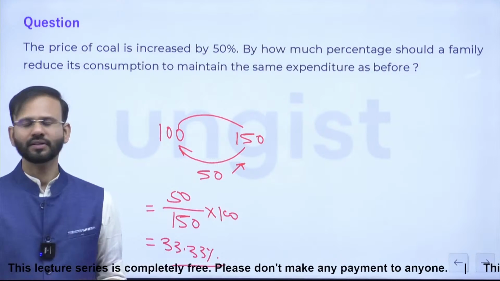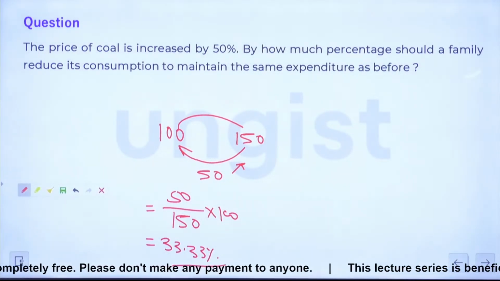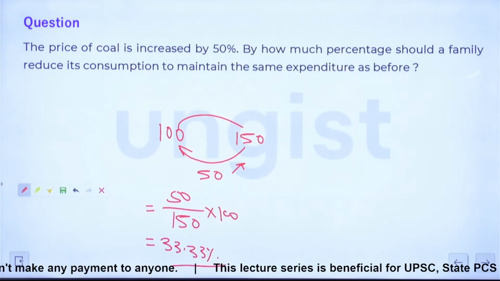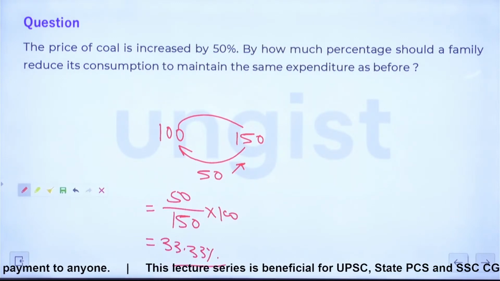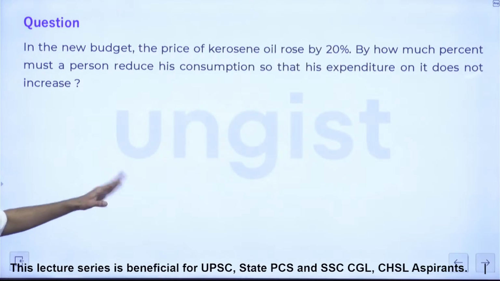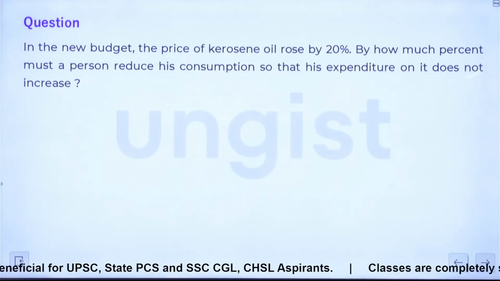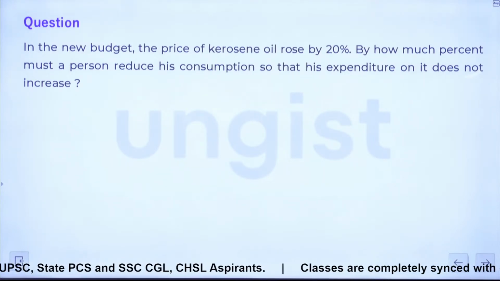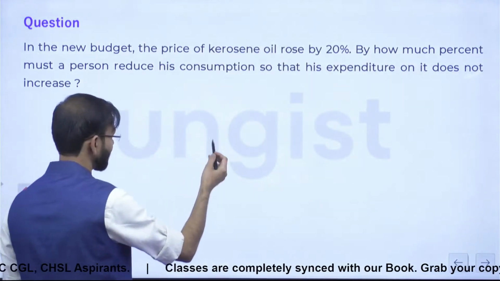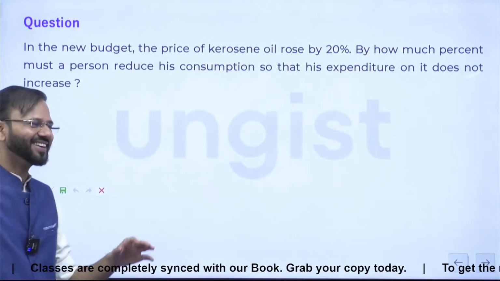All right. Now, shall we move everybody? Okay. देखिए, guys, the next question. 1/6 is what? 16 2/3. Right? All of you. In the new budget, the price of kerosene, right? अब पेट्रोल बढ़ता है, right? ये पुराने जमाने का क्वेश्चन है. Okay.